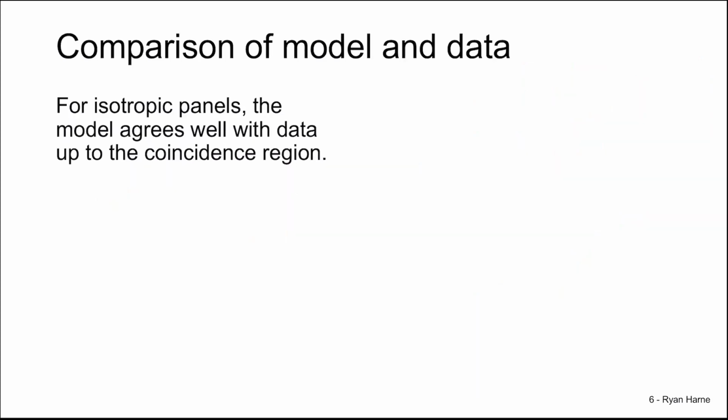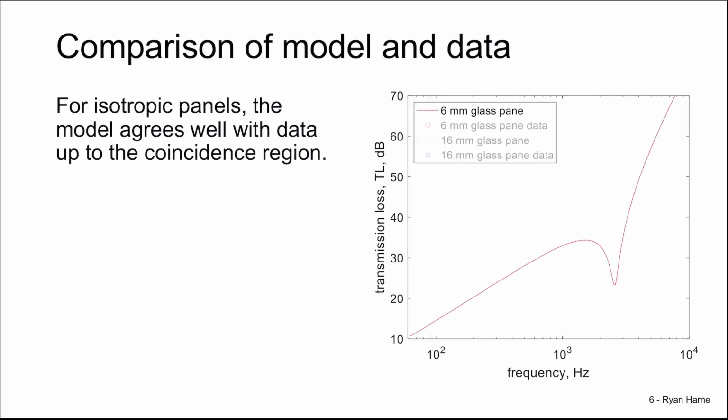To see how coincidence compares between model predictions through these equations and actual data, we can plot this out for a variety of panels. Consider an isotropic panel. It's 6 mm thick glass. The transmission loss determined using the prior equations is shown here in red. The data, though, are shown in red circles. In general, there's good agreement up until where coincidence occurs. At higher frequencies, there's great overprediction by the model.